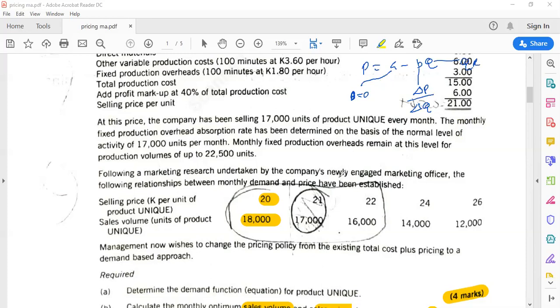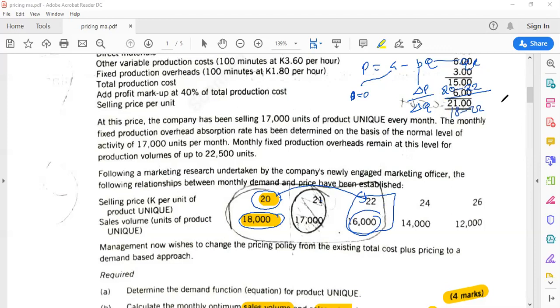Okay, so what is our B? Our B is going to be the change in price over the change in quantity. So if you want, you can pick any. You can pick 20 minus 21, 20 minus 22, you can pick any. So for the purpose of this session, I'm going to pick 20 minus 22, just to show you can pick any. So change in price, we have 20 minus 22 over change in quantity. We have 18,000 minus 16,000. Pick the price which is labeled with the same production.